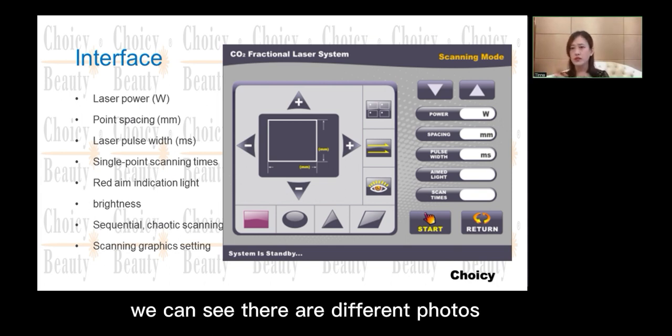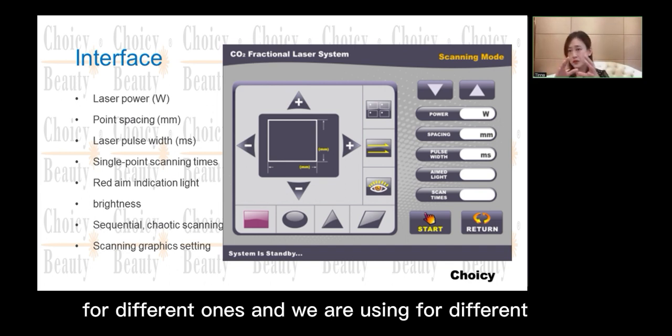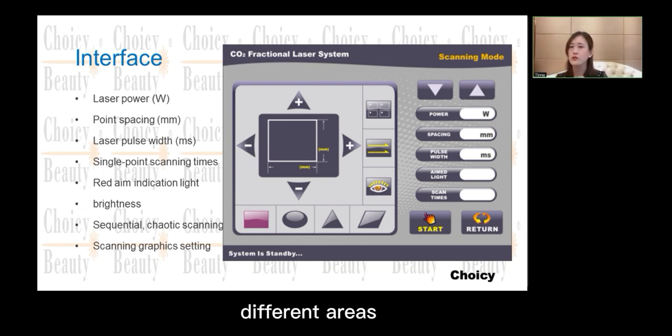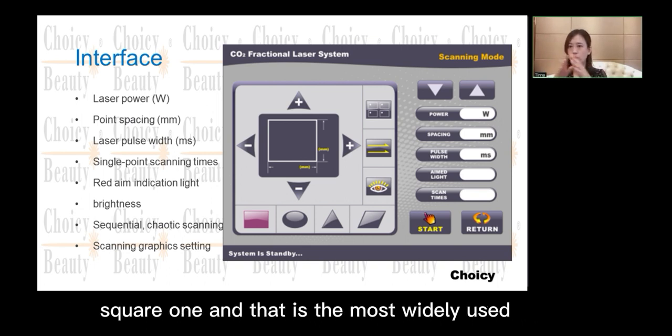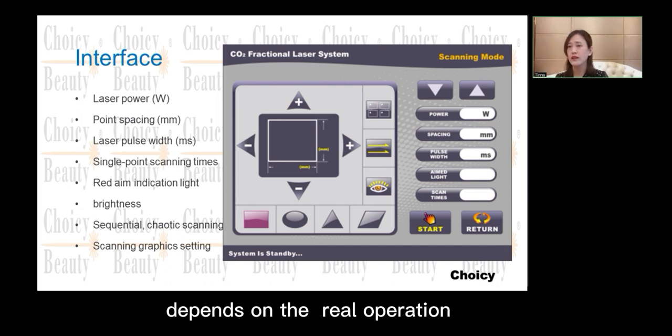We can see there are different shapes: a square, a circle, a triangle. We use them for different places, different skin treatments, different areas. For big areas, we normally use the square one, which is the most widely used. But for some places, maybe we need to change to a circle or triangle, depending on the real operation.